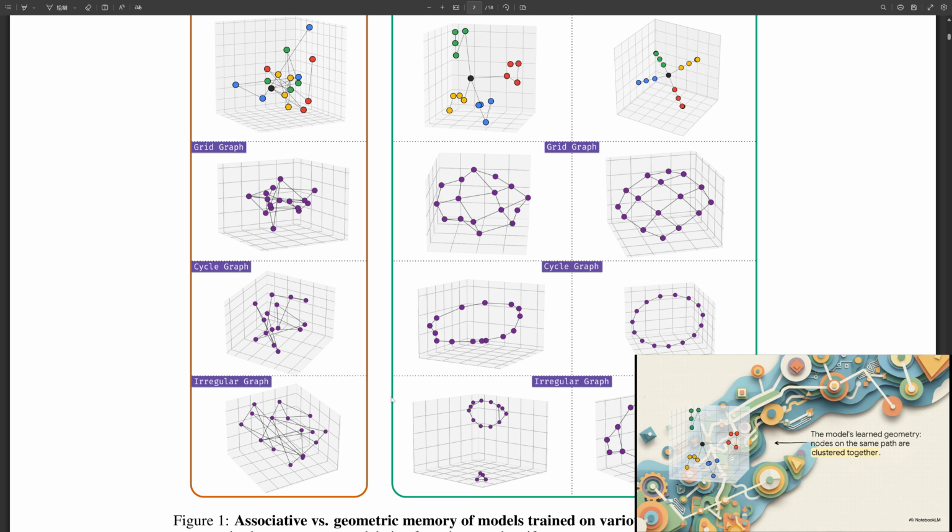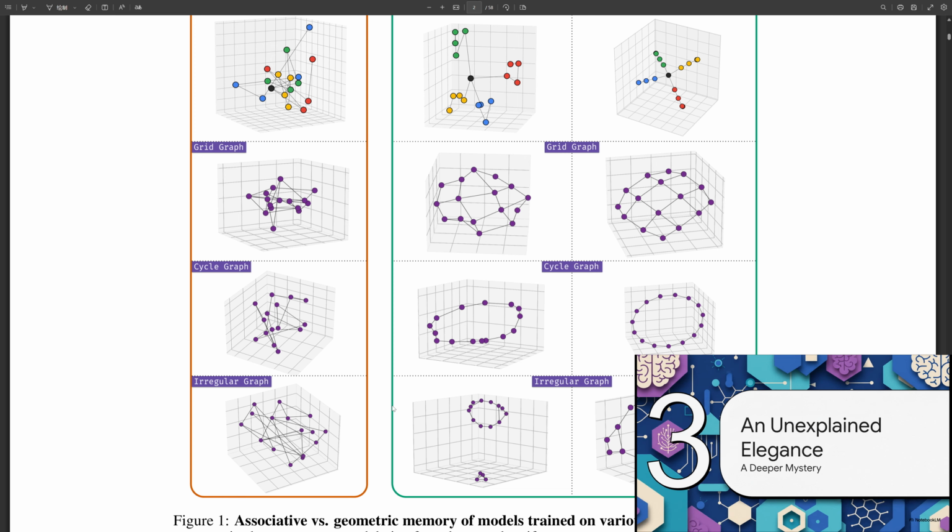So by creating this geometry, the AI completely transformed the problem. What was a really hard, multi-step reasoning task suddenly became a simple, one-step geometric task. To find the path, it doesn't need to chain lookups together. It just needs to see what's nearby on its own internal map. The AI isn't calculating, it's navigating.